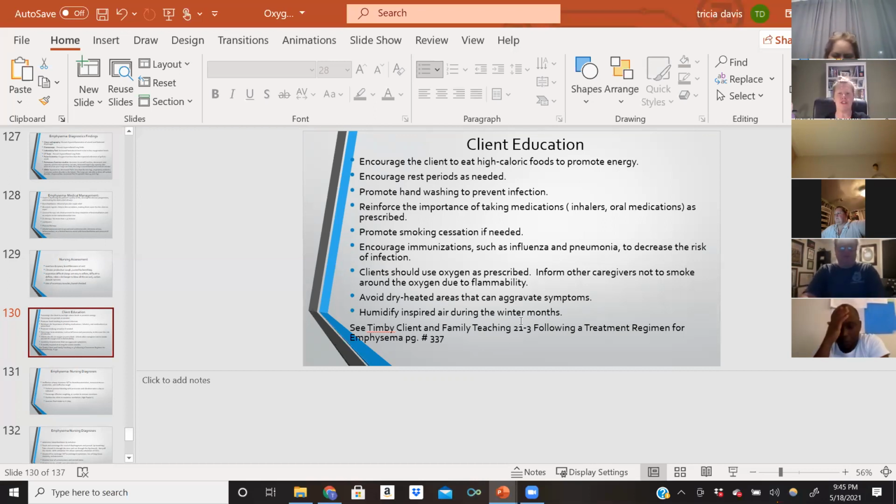We want to avoid dry, heated areas, which can aggravate their breathing symptoms. And then we want to humidify their air during the winter months. And then there is a nice chart in your book, page 337, that goes all about client and family teaching.